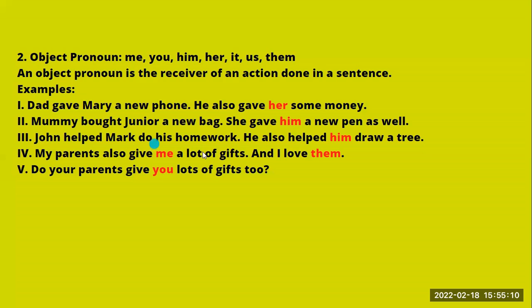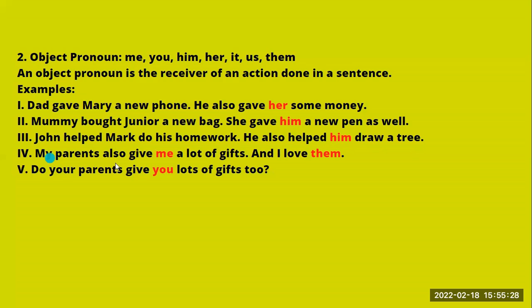Let's take another example. John helped Mark do his homework. Now, who received the help? Mark. He also helped him draw a tree. Him again is receiving help. Him is the object pronoun, receiving help here.